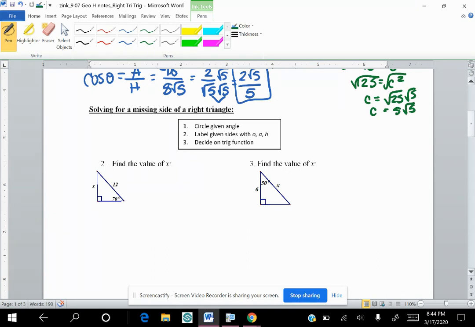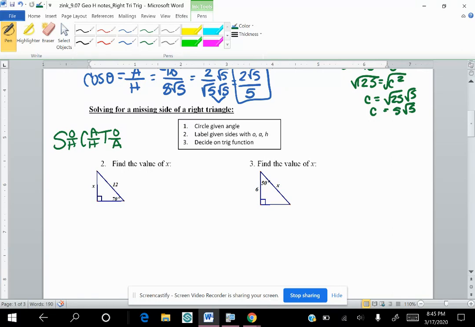So the next part says solving for a missing side of a right triangle. Anytime I'm looking for a missing side in a right triangle, I have 2 options. I might be thinking Pythagorean theorem, but in order to use Pythagorean theorem, I need to know 2 out of the 3 sides. And if you look at question number 2, I only know 1 out of the 3 sides. So I can't use Pythagorean theorem. So my other option is to use ka TOA. And the more you write this out on your papers, the more you're going to remember it. And make sure you spell it correctly. It's so, O-H, and then ka, C-A-H, TOA.